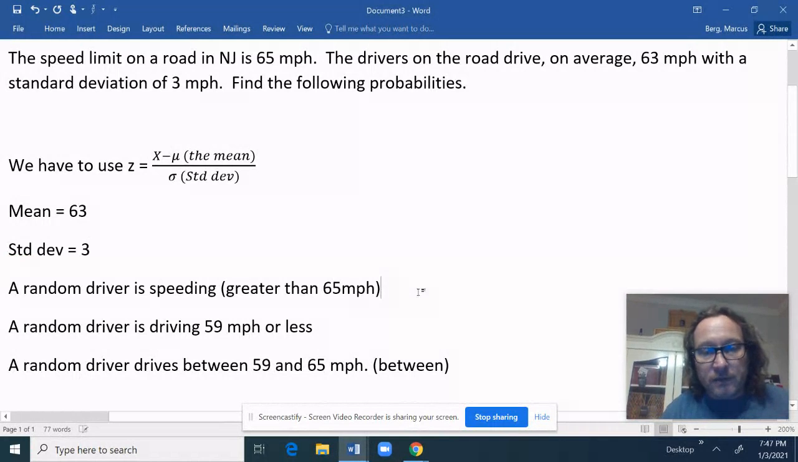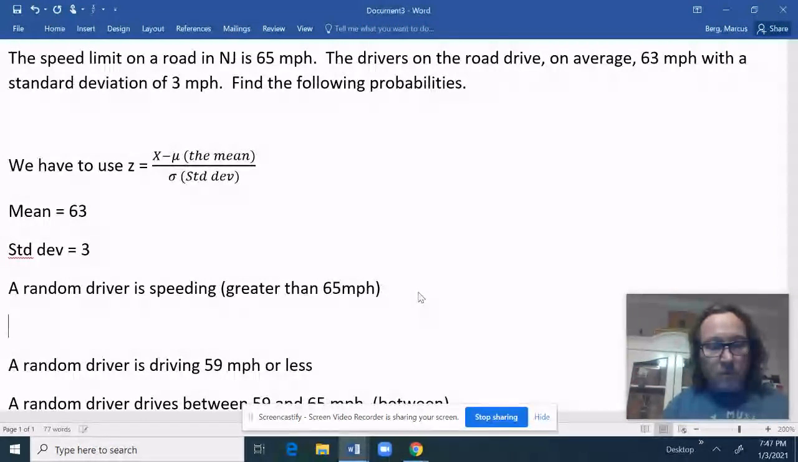So what do we have to do here? First we want greater than. If you remember, for greater than, we're going to do 1 minus the probability that x is less than 65. First, we have to figure out the probability x is less than 65. That's what our z chart gives us.